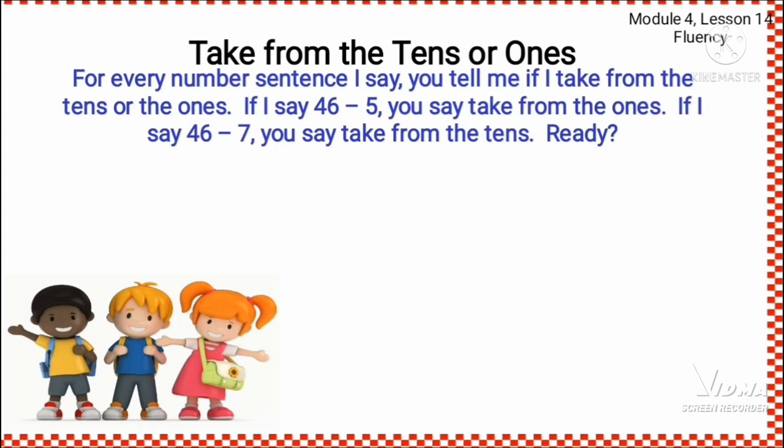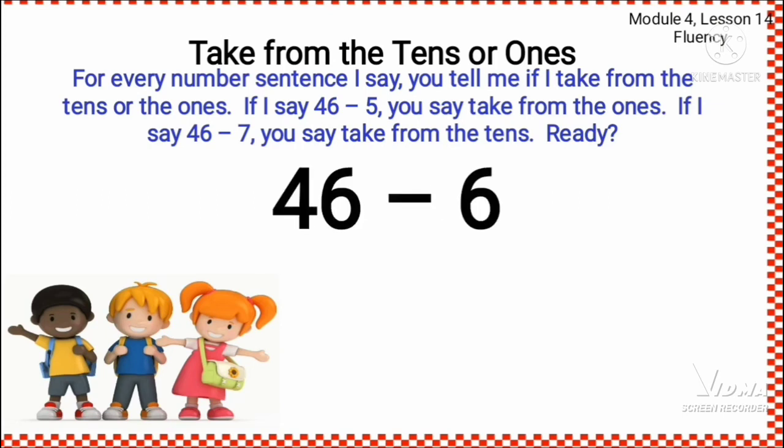For every number sentence I say, you tell me if I take from the tens or the ones. Here's an example. If I say 46 minus 5, you say take from the ones, because you can remove 5 from 6. If I say 46 minus 7, you say take from the tens, because you cannot remove 7 from 6. You have to take a 10 and decompose it. Are you ready? Alright, let's start.